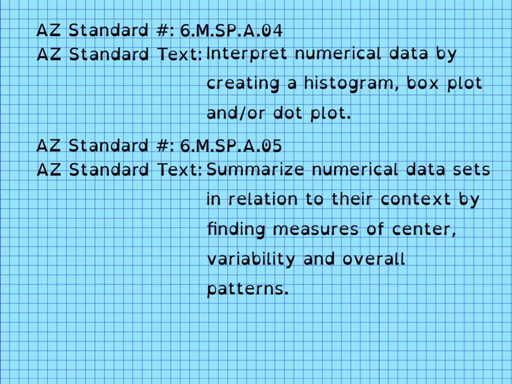Today's standards that we'll be addressing are interpret numerical data by creating a histogram, box plot, and/or dot plot, and summarize numerical data sets in relation to their context by finding measures of center, variability, and overall patterns.